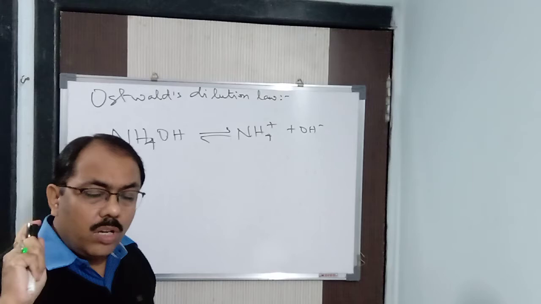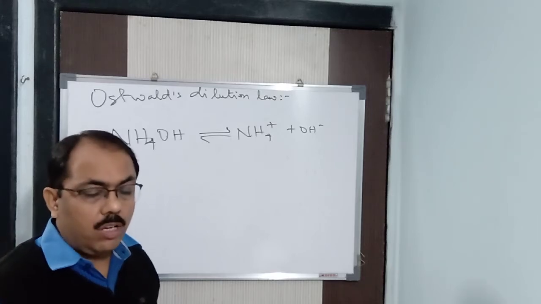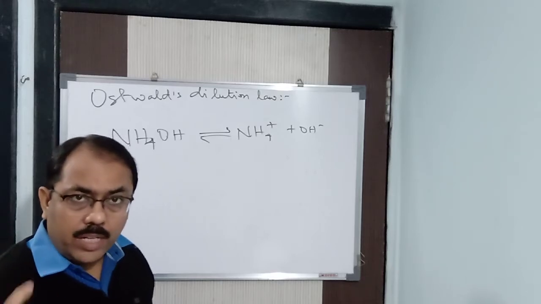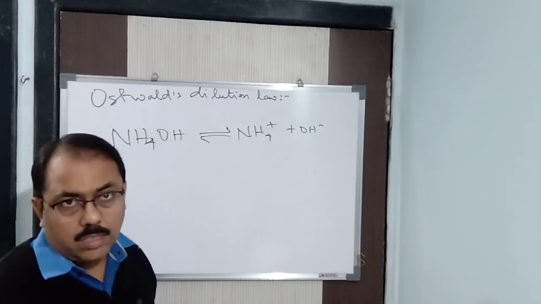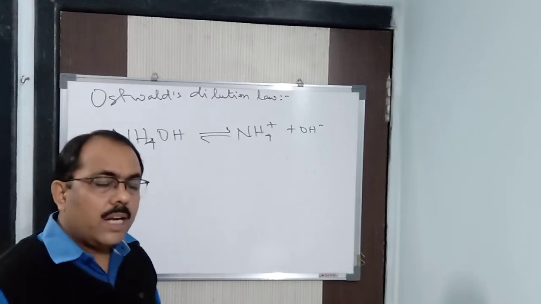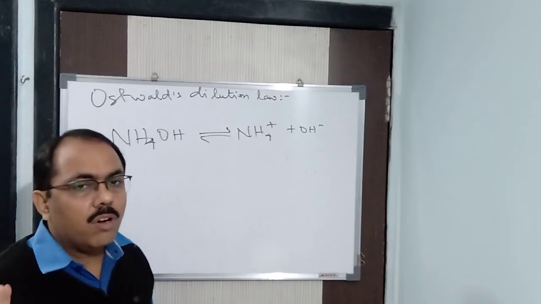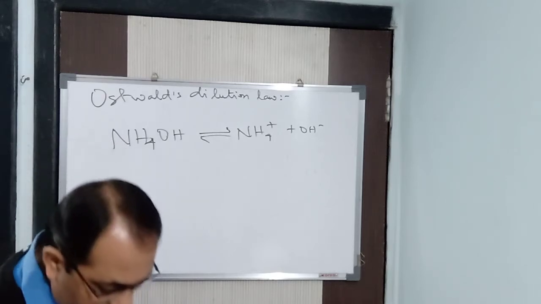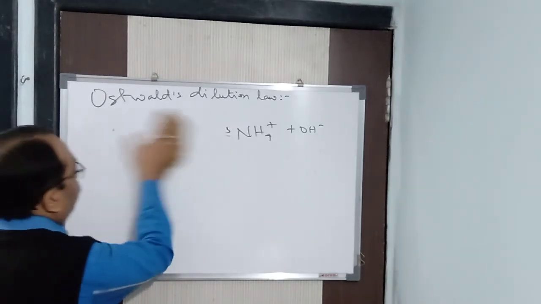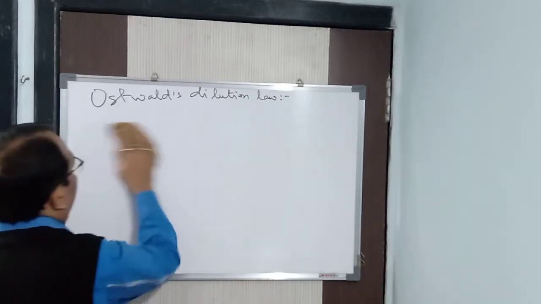It is true only for weak electrolyte. It is not true for strong electrolyte. At the end of the derivation I will tell you why it is not true for strong electrolyte. Alright, you need to understand this. That Ostwald dilution law which I am going to derive is true only for weak electrolyte, not for strong electrolyte. Okay, fine. So I will derive the law.